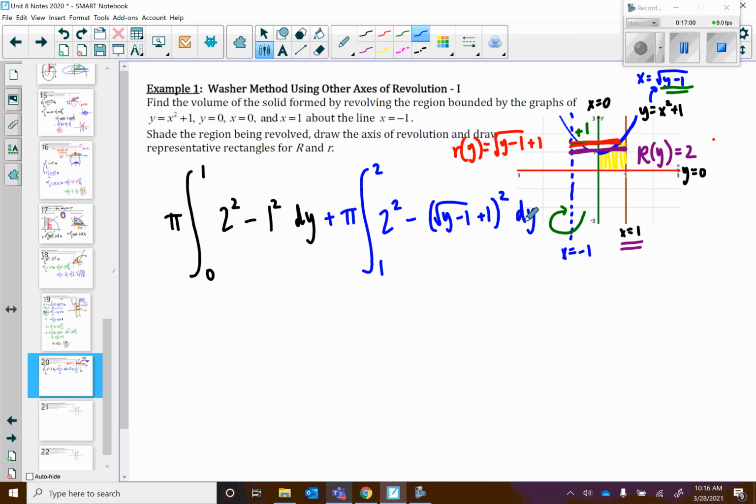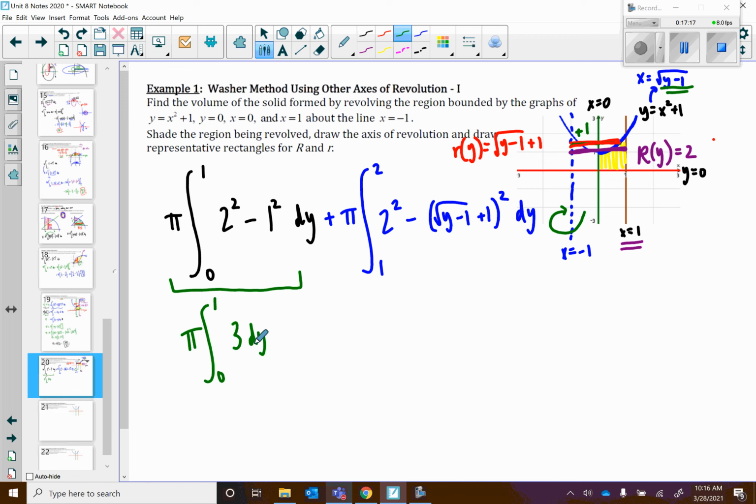Now, we can do this by hand, or from here we can go to our calculators. I would probably suggest doing this by hand, right? 2 squared is 4, minus 1 is 3, so we have the integral from 0 to 1 of 3.